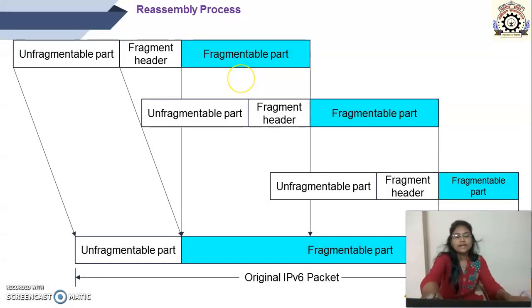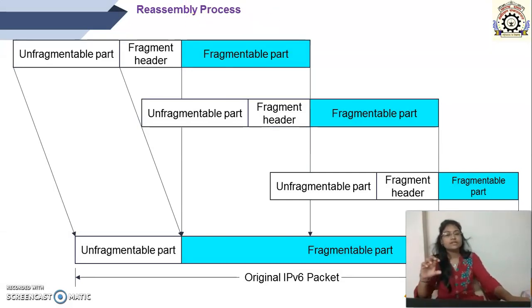Now the reassembly process. This process is done at the receiver side, that is, at the destination side. After receiving all these packets, the destination will remove the fragment header and make a sequence of the fragmentable part, that is fragment 1, fragment 2, fragment 3. It can make a sequence of this payload field, and only the one unfragmented part, the base header, is attached to it. It will remove the fragment header of each and every fragment.